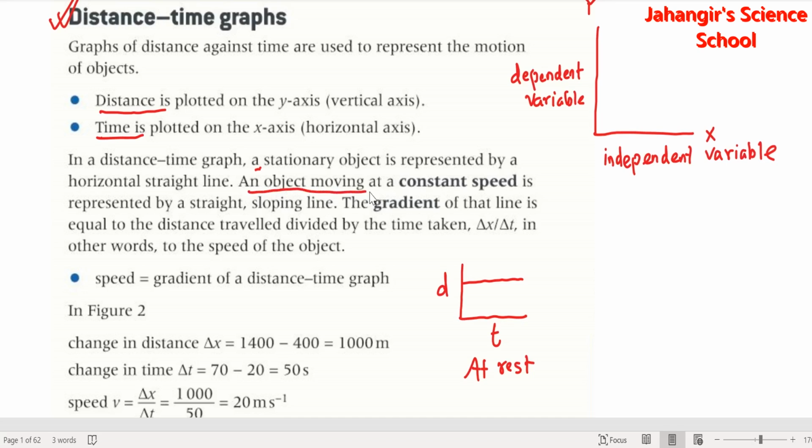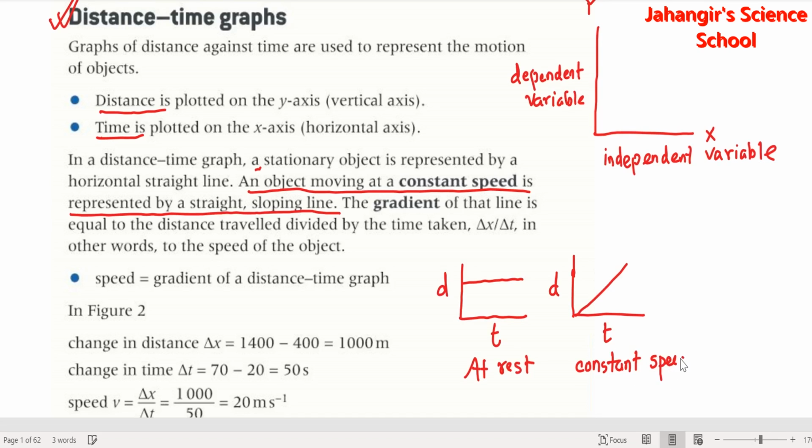An object moving at constant speed is represented by a straight, sloping line. So if any object moves with constant speed, then the distance time graph will be a sloping straight line, because the gradient of the distance time graph is the speed.